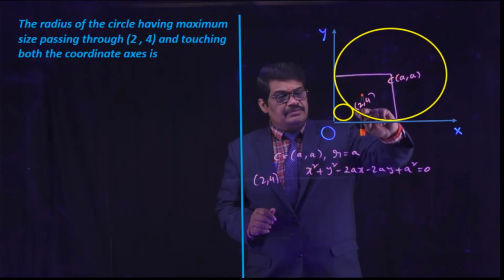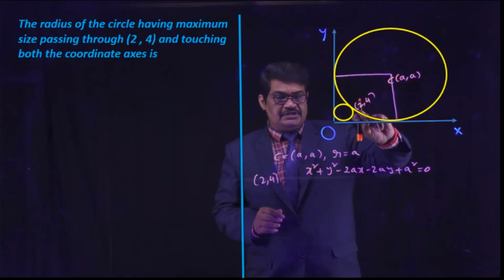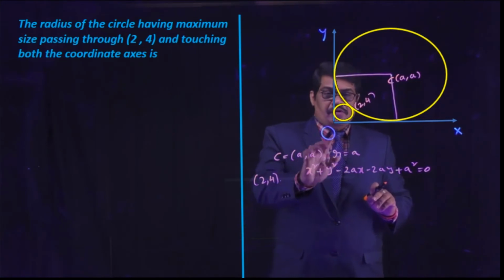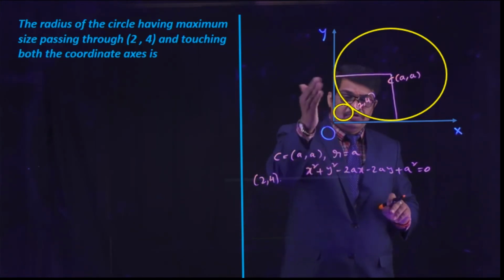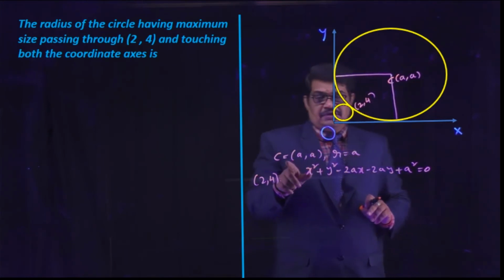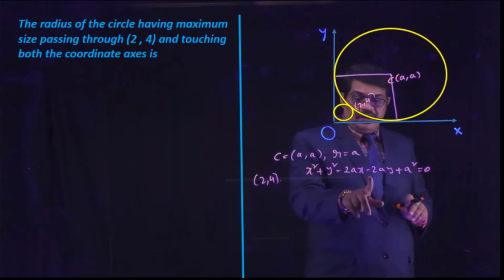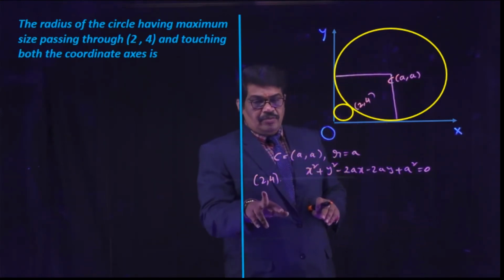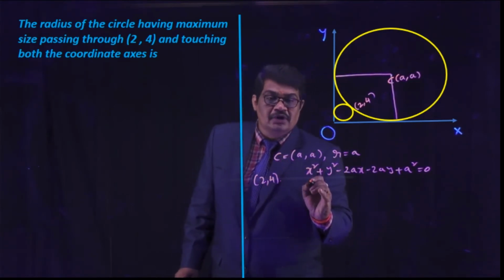These two circles are passing through the point (2, 4). Sorry, previously we took (2, 3), but it is (2, 4). So the circle is passing through (2, 4) and touching both the coordinate axes. So the circle is in the form x square plus y square minus 2ax minus 2ay plus a square is equal to 0. This circle is passing through the point (2, 4).